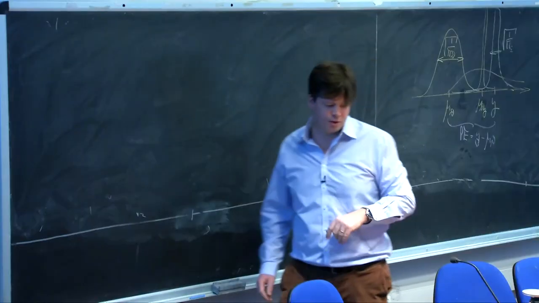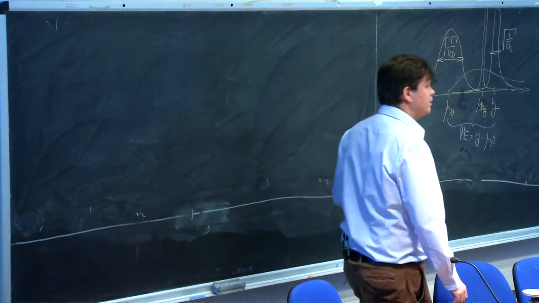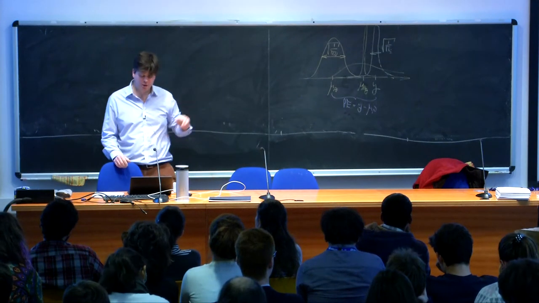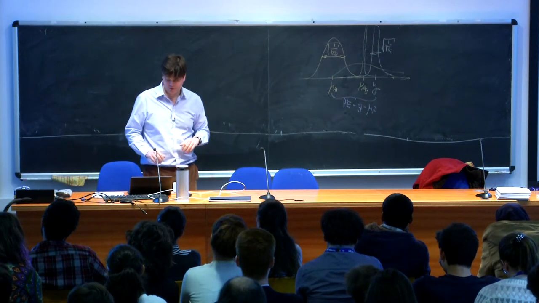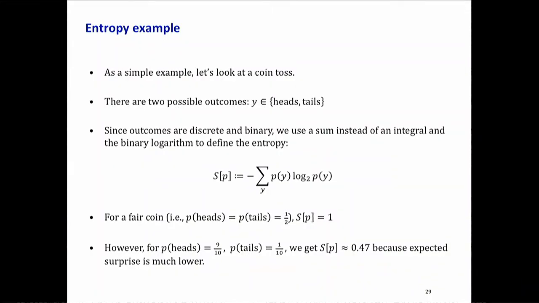And we looked at this with a coin toss example, and we saw that the entropy was highest when the coin is fair, so when heads and tails are equally probable. And as soon as the coin is unfair, the entropy of the outcomes goes down because the outcomes are less surprising, or you can expect to be less surprised. So from an entropy of 1 for a fair coin, we go down to an entropy of 0.47 for a heavily unfair coin, where the probability of heads is 9/10 and the probability of tails 1/10.